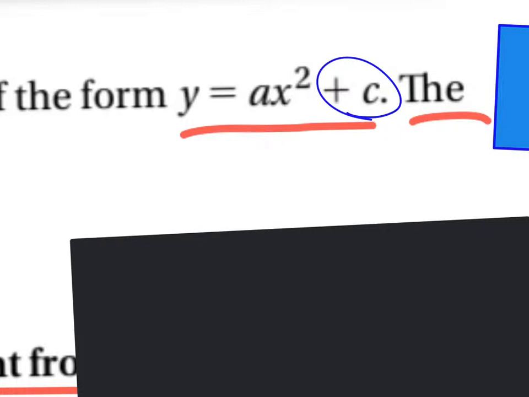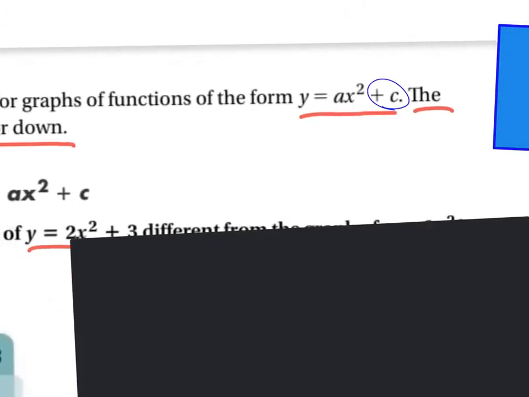So if c is positive, that's going to move our y values up, moves our whole graph up that many units. If c is negative, it's going to shift our graph down that many units.